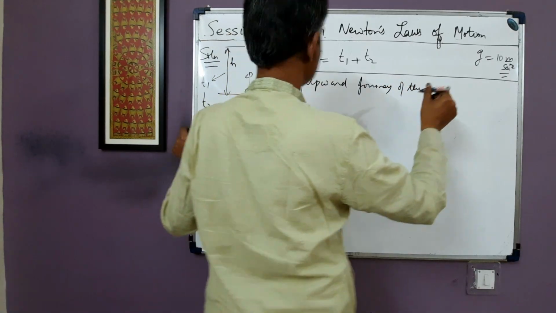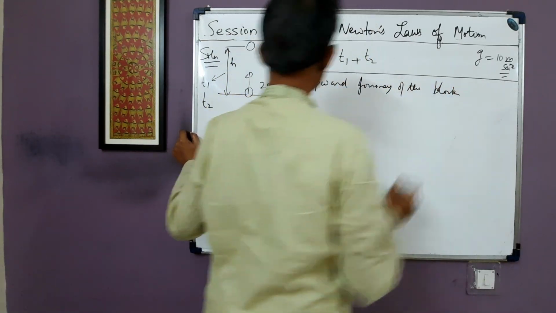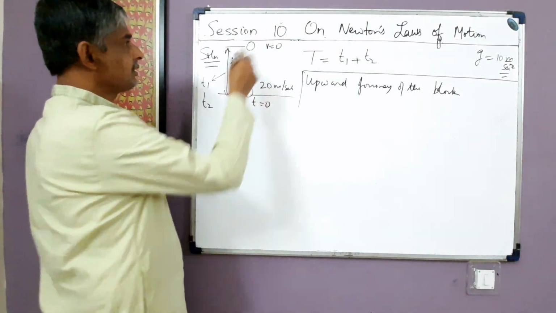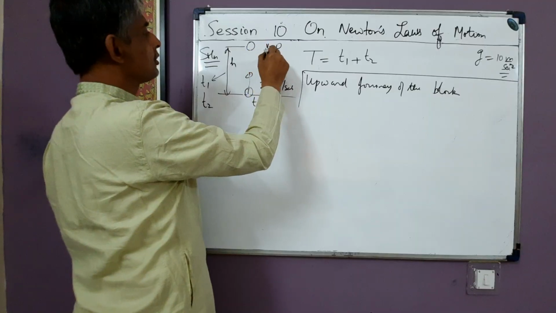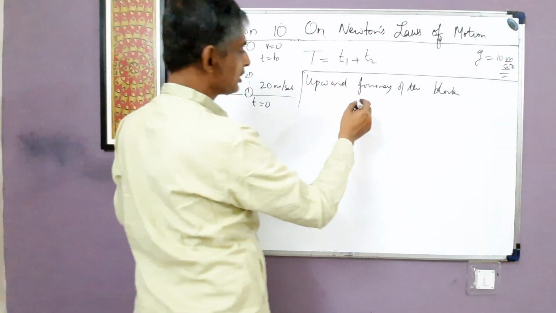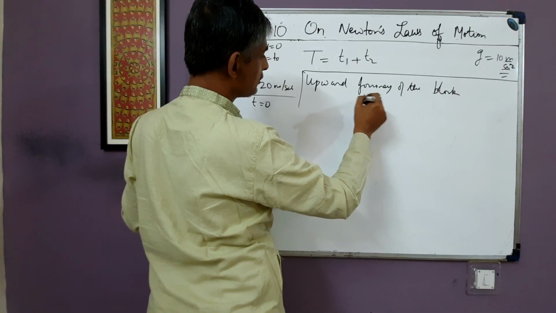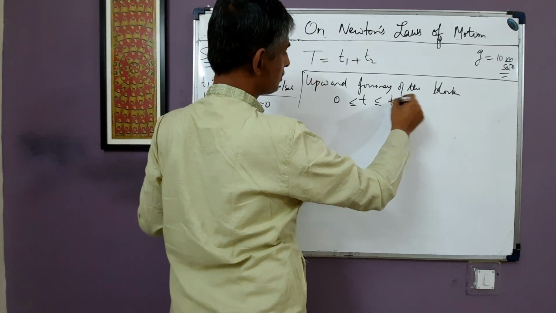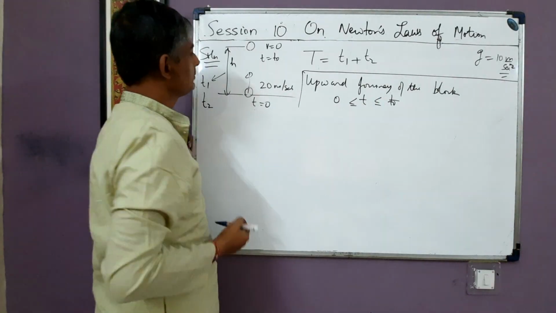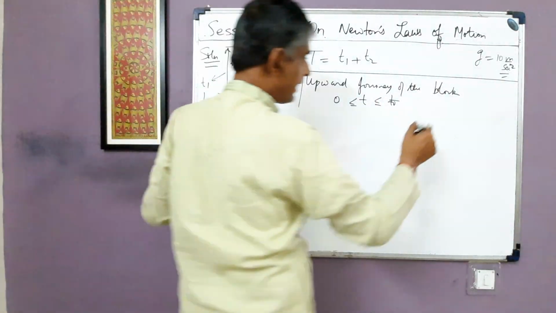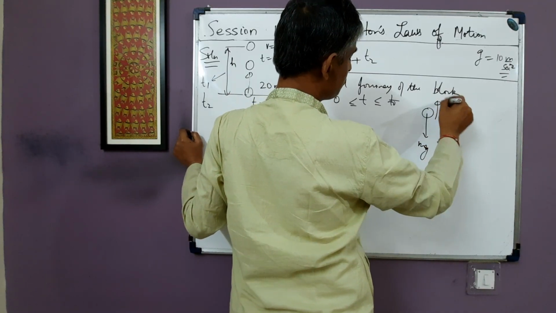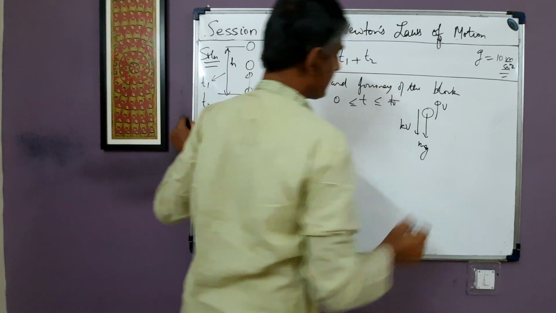The block has been thrown from t equal to 0. Suppose it reaches its highest point at t equal to T naught. In upward journey, we are considering its motion for t lying between 0 and T naught. We take some arbitrary time in this interval, suppose the block is here, and draw its free body diagram. mg acts downward. It has upward speed v and resistive force kv acts in downward direction.